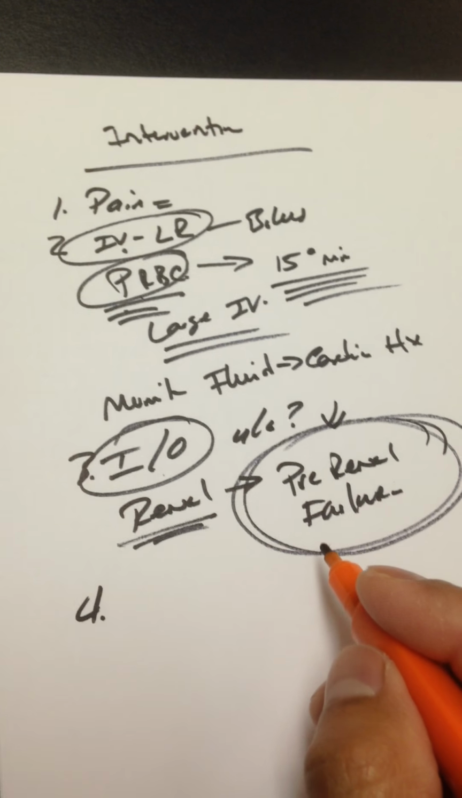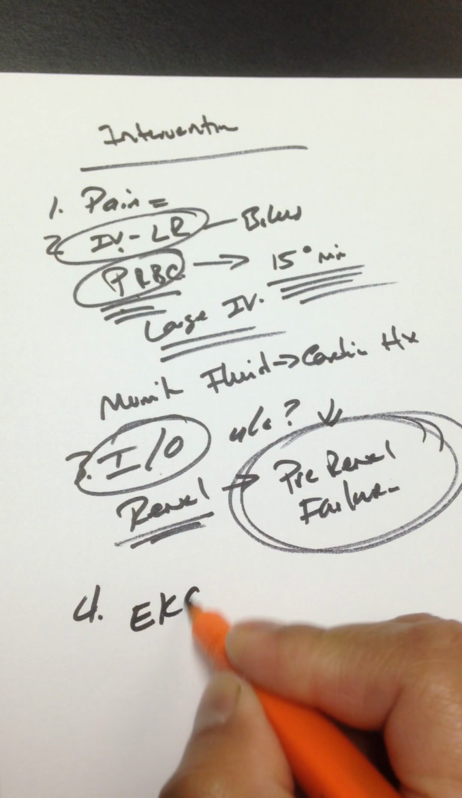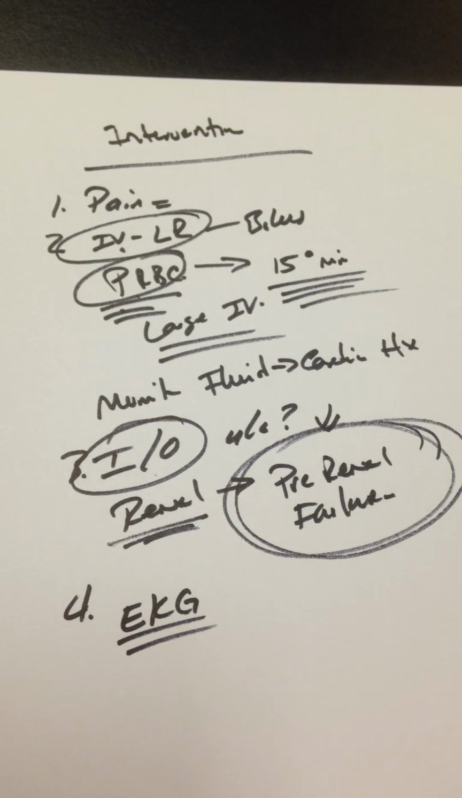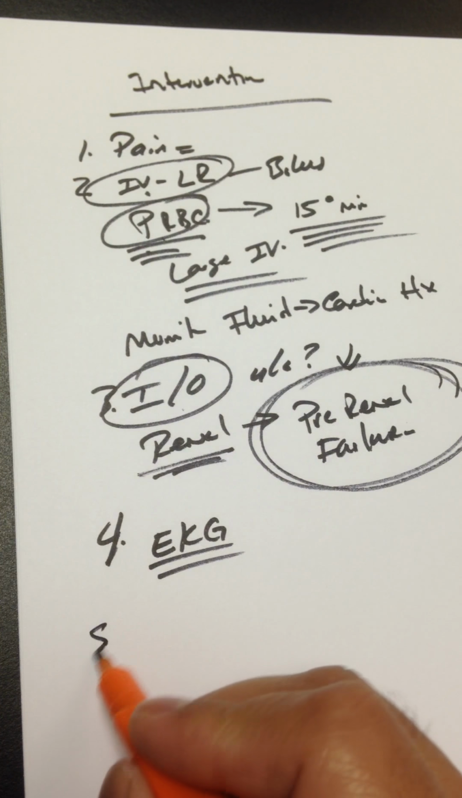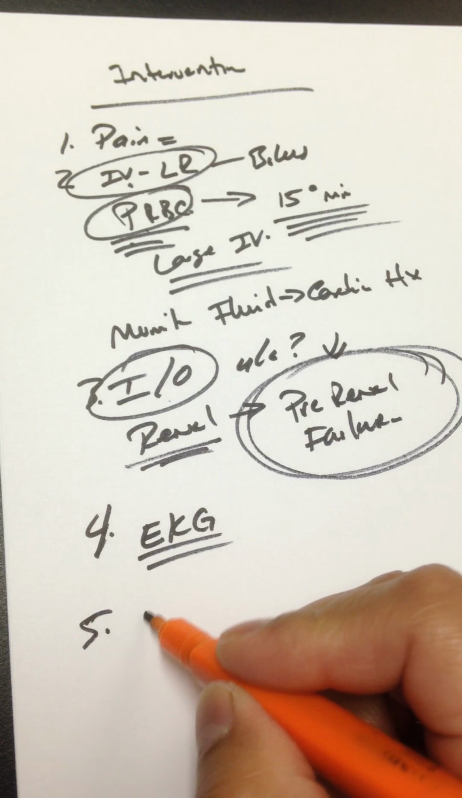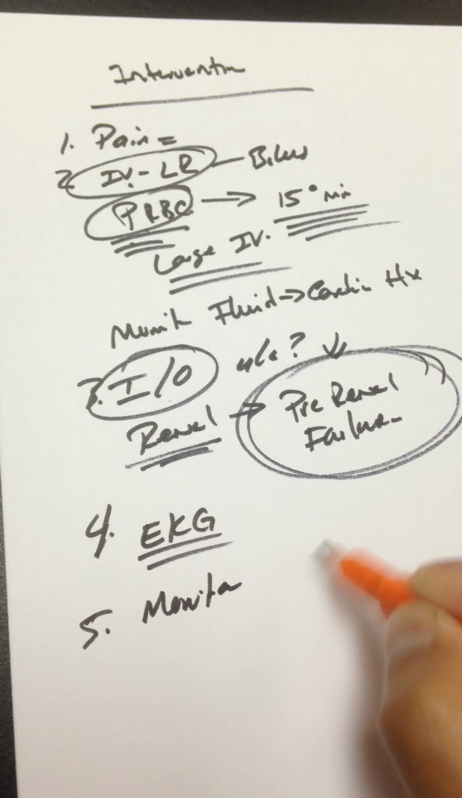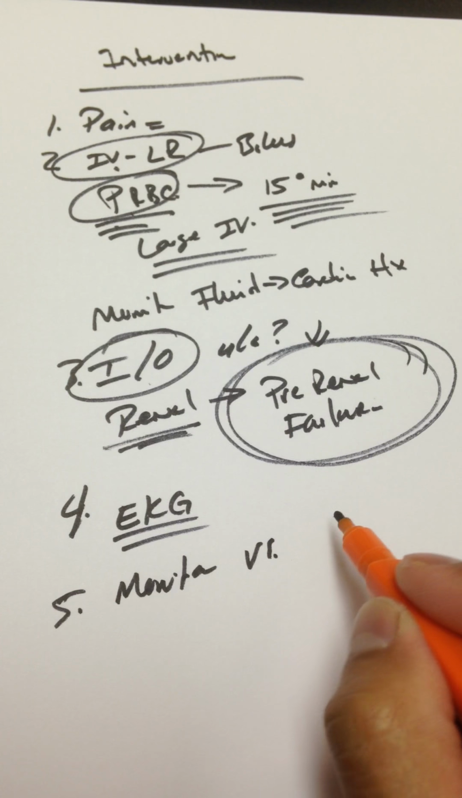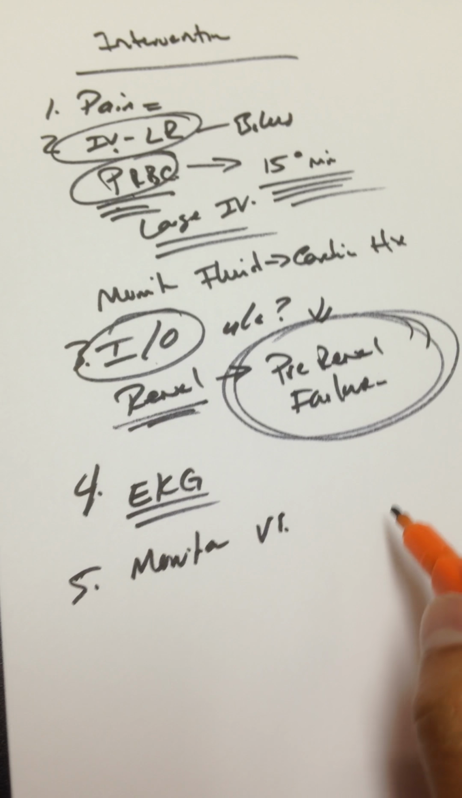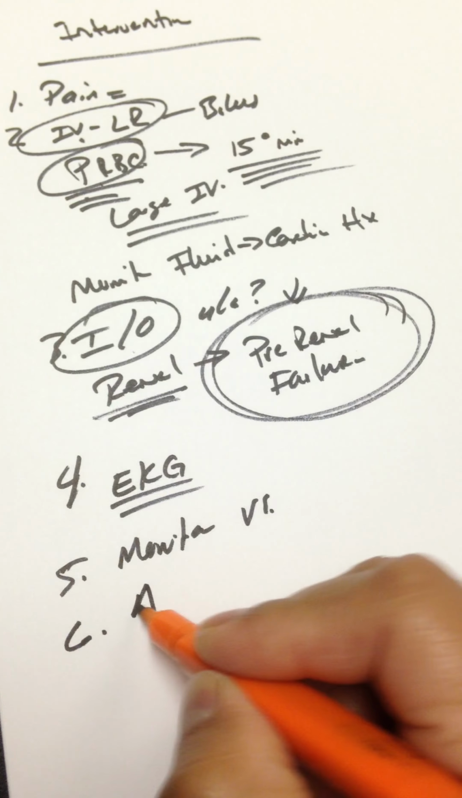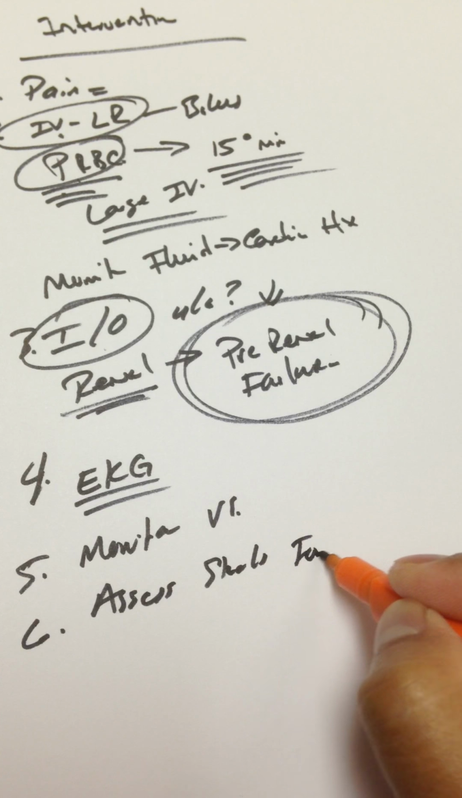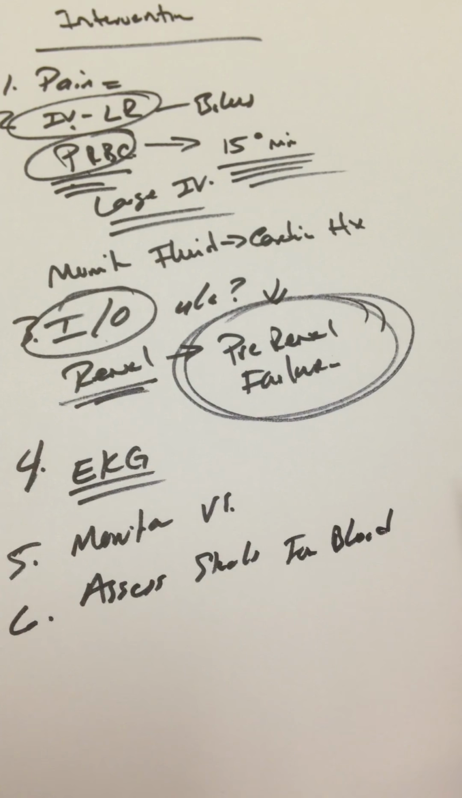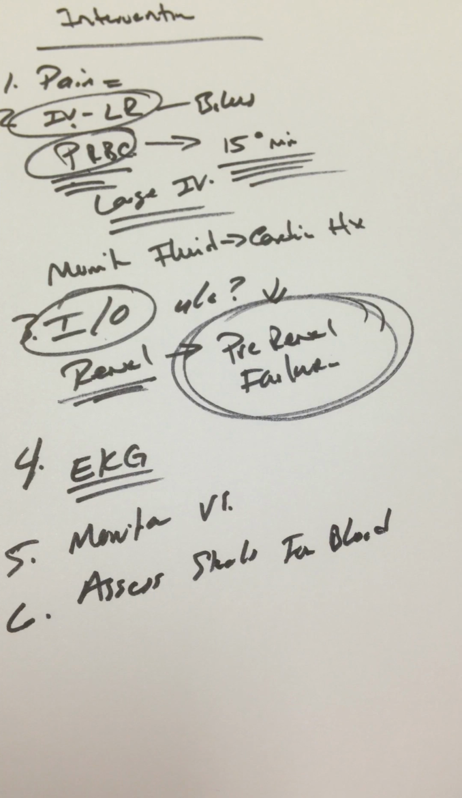Number 4, you might also want to get an EKG. Make sure the heart is doing fine. Again, you're going to monitor the vital signs. If you see any severe changes, you're going to notify the physician immediately. You're also going to assess the stools for blood, and see whether it's bright red or a darker color.